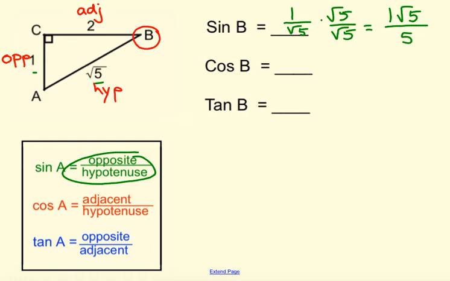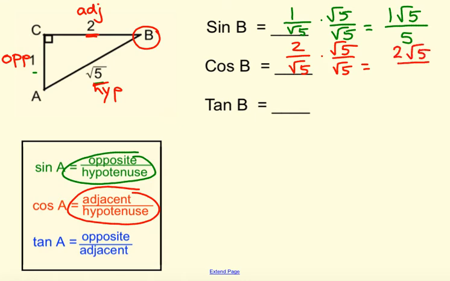All right, cosine. Cosine of angle B, CAH, adjacent over hypotenuse. So adjacent is 2, hypotenuse is square root of 5. So 2 over the square root of 5. Again, we can't leave the answer like this, we have to rationalize it. So we'll multiply the numerator and the denominator by the square root of 5. Let's multiply across. 2 times square root of 5 is 2 square roots of 5. Multiply across, square root of 5 times square root of 5 is 5. So exact value is 2 square roots of 5 over 5.